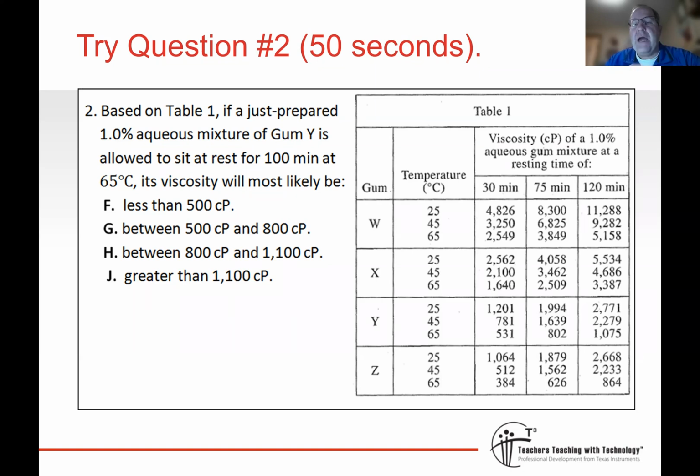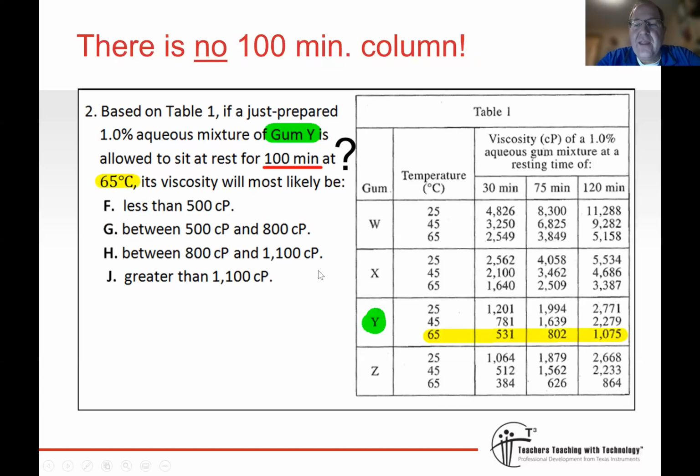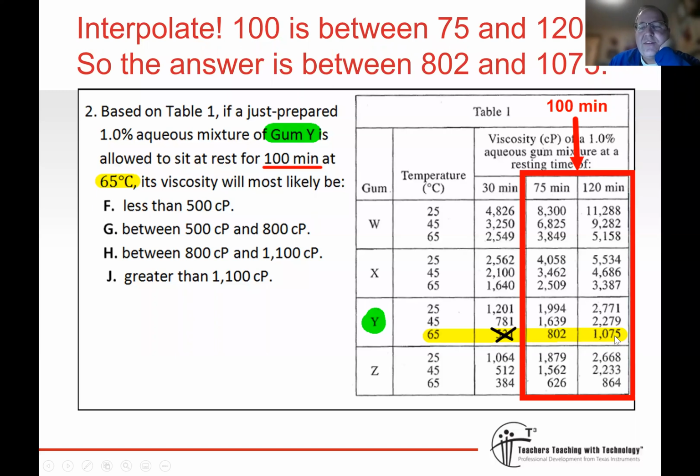Okay. Now, by the way, the pacing on the science section is 52.5 seconds per question. And we're going to try to do them at about 30 to 40 seconds on these table ones. There are questions that do require longer than that, but these table ones should be pretty quick. Now, on this one, it tells us that we've got gum Y at 100 minutes at 65 degrees. Now, we do have 65 degrees here, but there's no 100 minutes. But do you see how the 100 minutes would be between the 800 and the 1,000? That's what we're going to use.